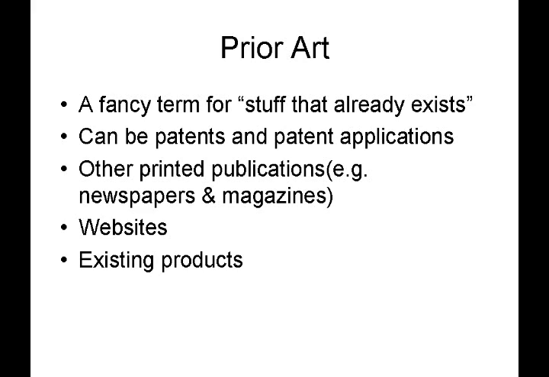So what do we search for? Prior art, which is a term for things that currently or previously existed, is the term for the things that we search for. It can include patents and patent applications, other printed publications such as newspapers and magazines, websites, and existing products. Note that there is no limit to the age of the prior art, so a magazine article from 90 years ago can be prior art against your invention.